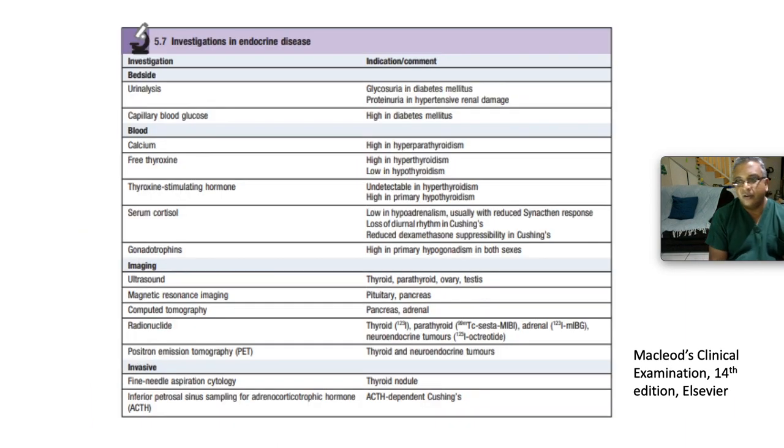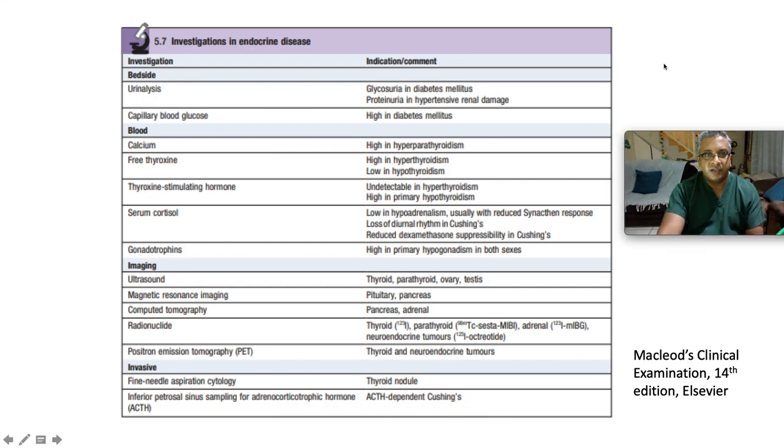Okay guys, we're closing up shortly, but we just want to look quickly at investigations which we can do in endocrine disease, right? At the bedside, you can do urinalysis. Glycosuria obviously speaks to diabetes mellitus. Proteinuria can happen in hypertensive renal damage and in diabetic nephrosclerosis as well. Do your capillary blood glucose, which is high in diabetes.